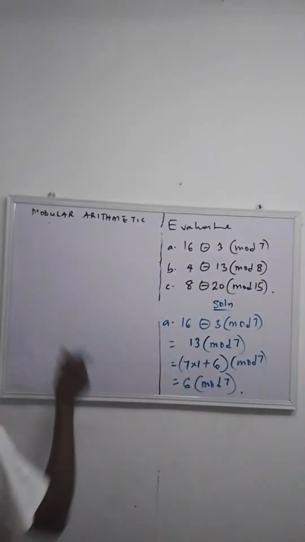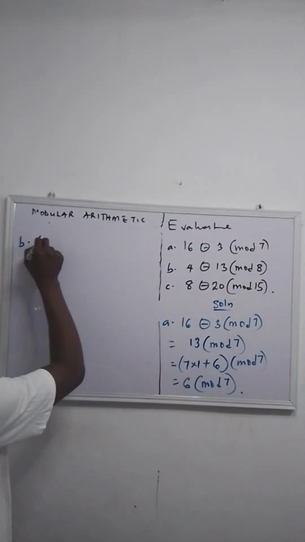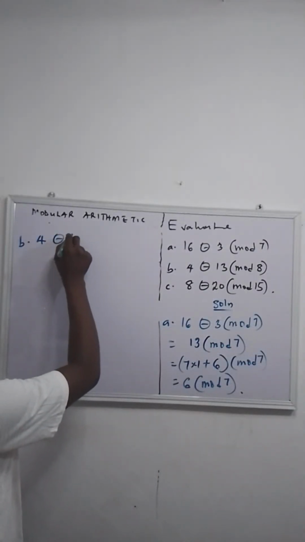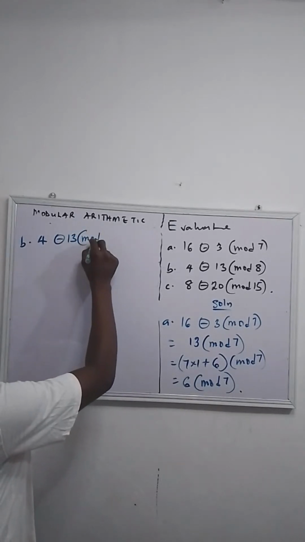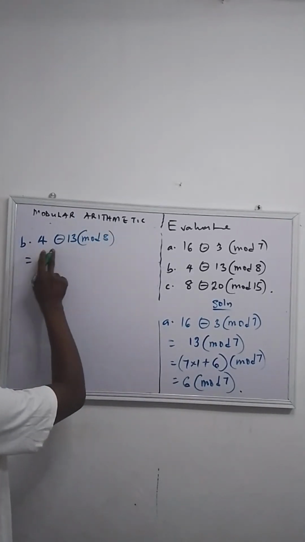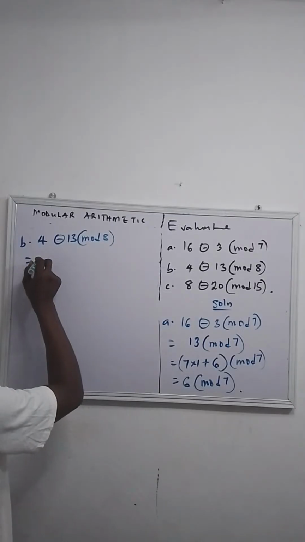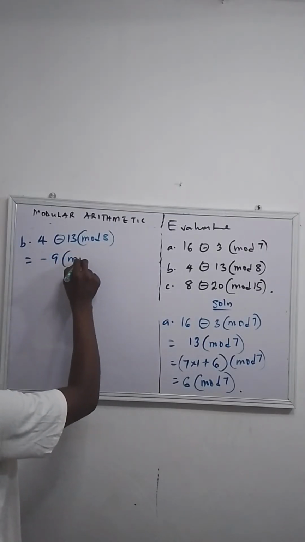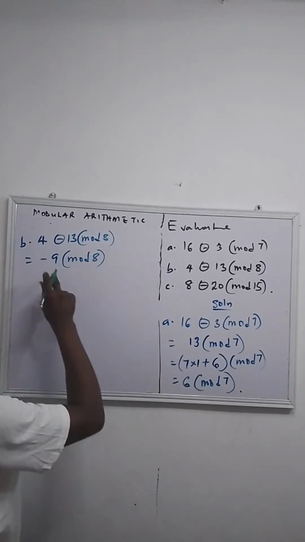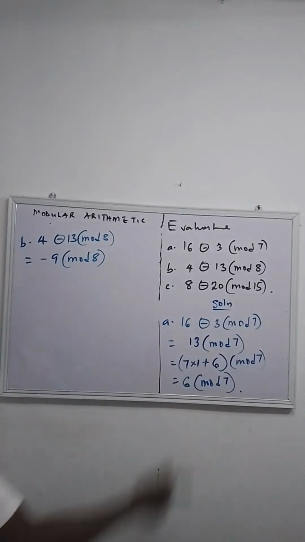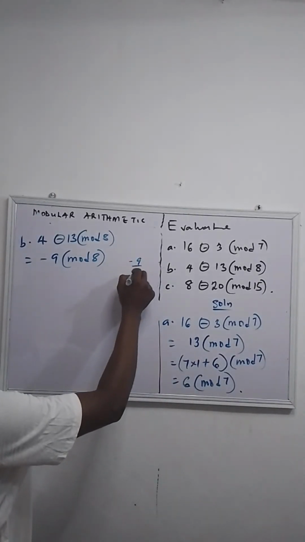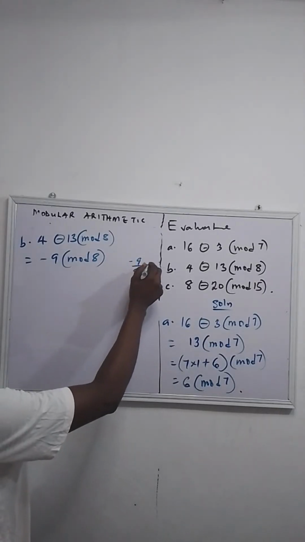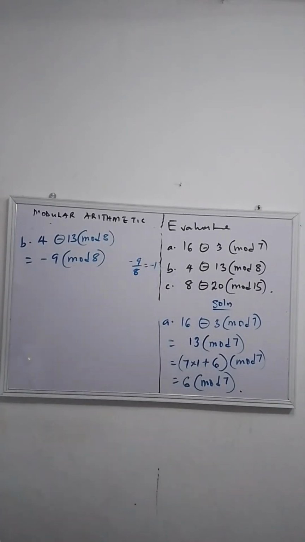So now let's look at the second one, D. We have 4 minus 13 mod 8. So when you subtract, what do you have? You have negative 9 mod 8. And this is bigger than this. So you just say, okay, negative 9 divided by 8. How many are you going to see there? That's negative 1. So you increase this one by 1.